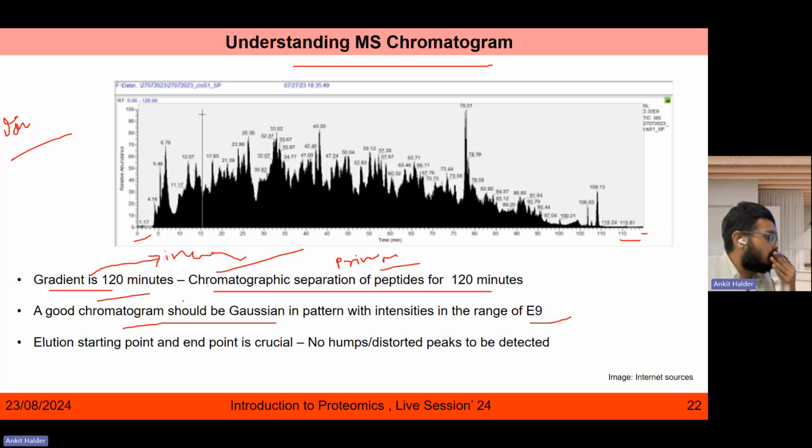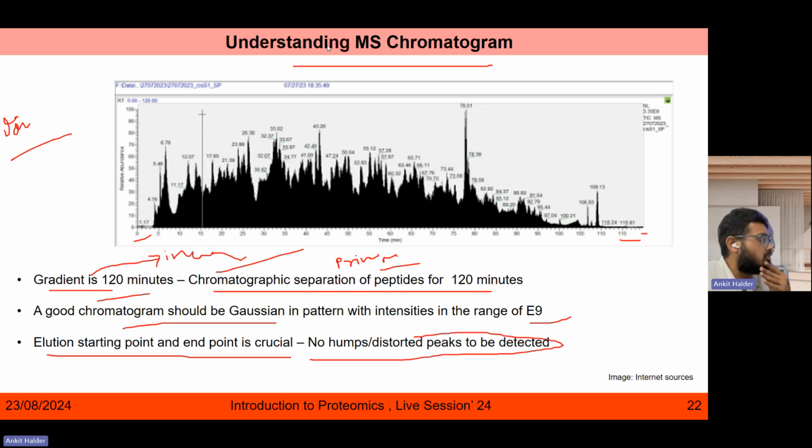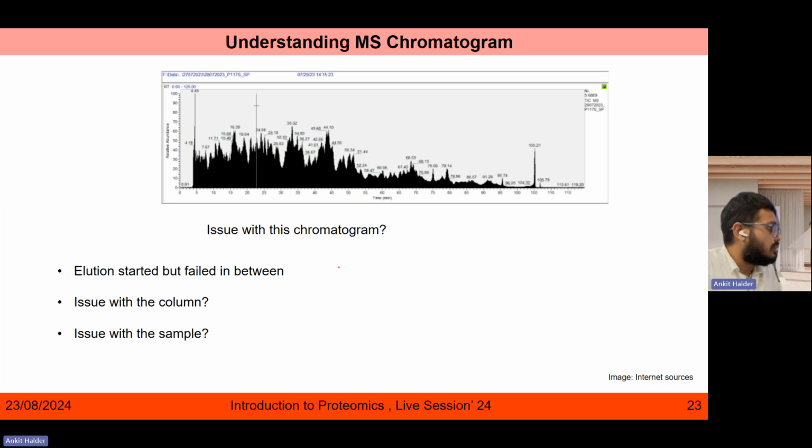The elution start point and end point are crucial. There should be no humps or distorted peaks. Otherwise, it will show that some contaminants from the previous run, or some issue with your analytical column, have eluted out suddenly, with humps and those kinds of distorted peaks. Keep this in mind. Here, for instance, you can see this particular chromatogram.